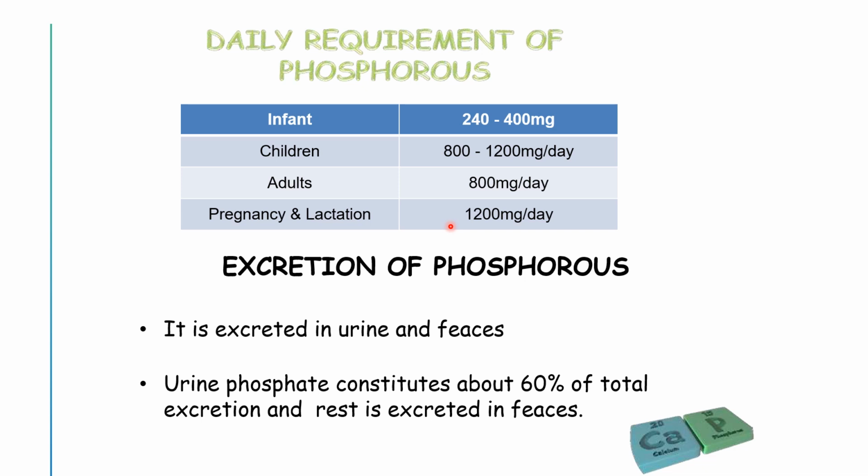And phosphorus is excreted in urine and feces. The majority is in urine, 1 gram per day, and in feces only 400 milligrams per day. Urine phosphate constitutes about 60% of total excretion, and the rest is excreted in feces.